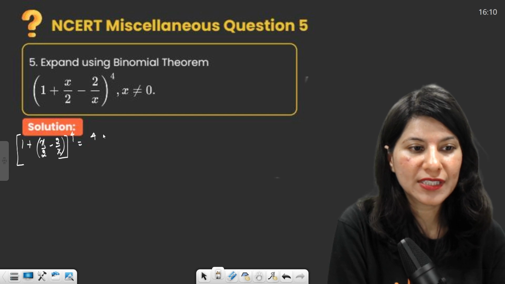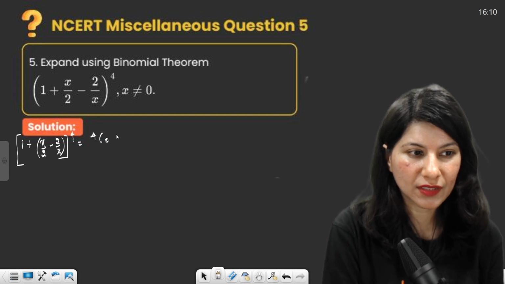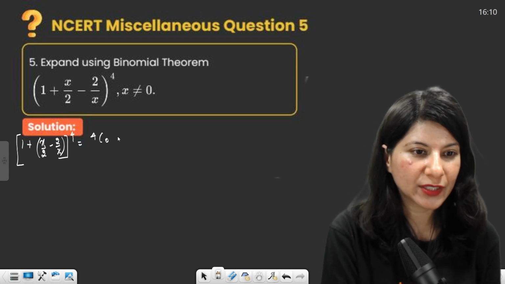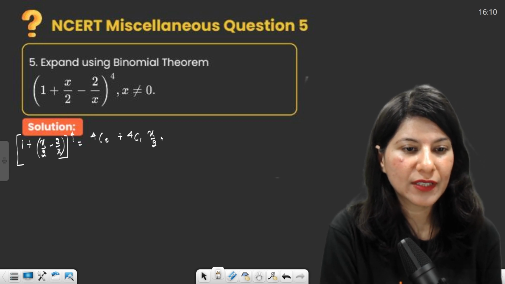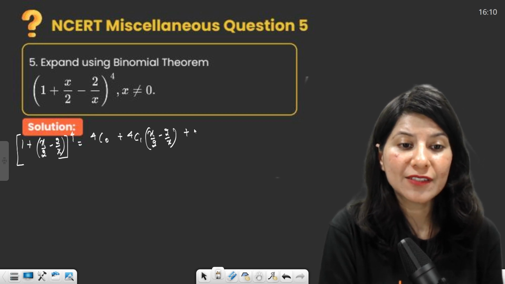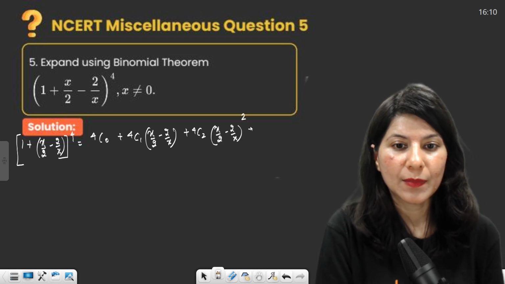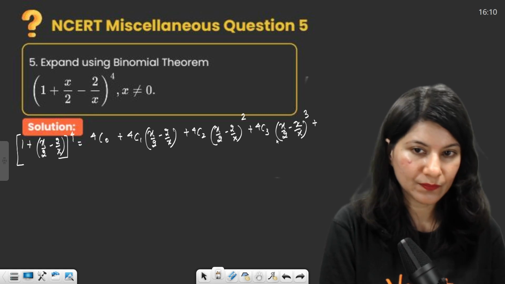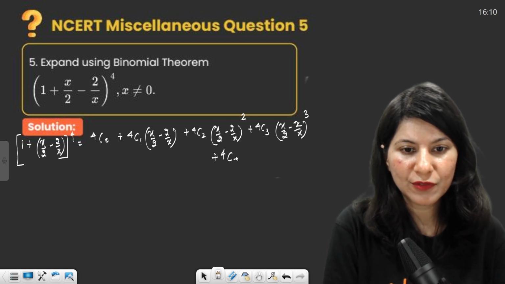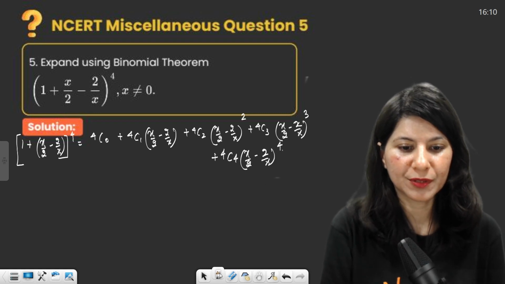Now expand. 4c0, and it is going to become 1 raised to power 4 and x by 2 minus 2 by x raised to power 0, plus 4c1 x by 2 minus 2 by x, plus 4c2 x by 2 minus 2 by x square, plus 4c3 x by 2 minus 2 by x power 3, plus 4c4 x by 2 minus 2 by x power 4, right?